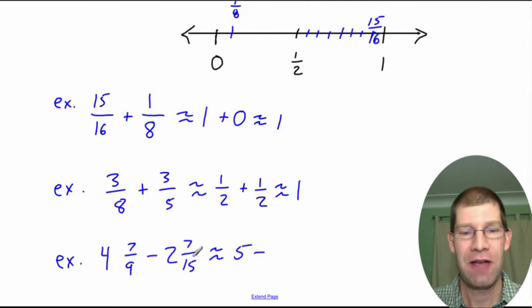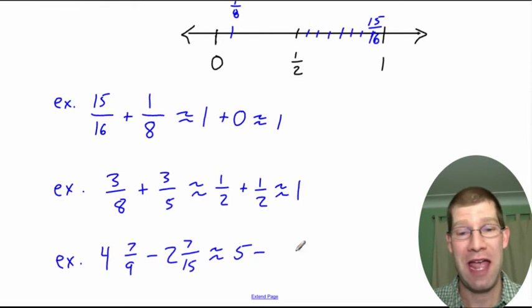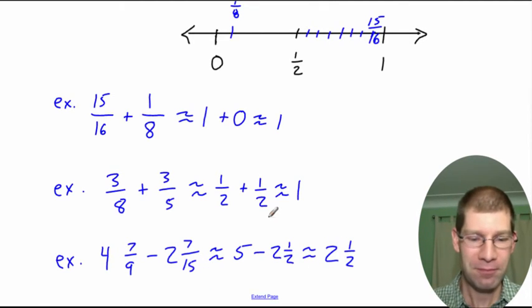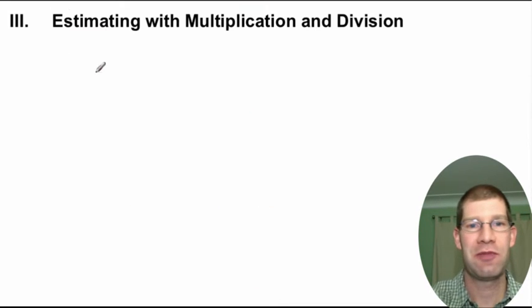And now here I have 2. Well, half of 15 is 7.5, so 7 over 15, yeah, that's really close to 1/2. So I'm going to say that's a 2.5. And 5 take away 2.5 gives me another 2.5. So that would be the approximate answer for that one. So that's the short version of estimating with addition and subtraction.